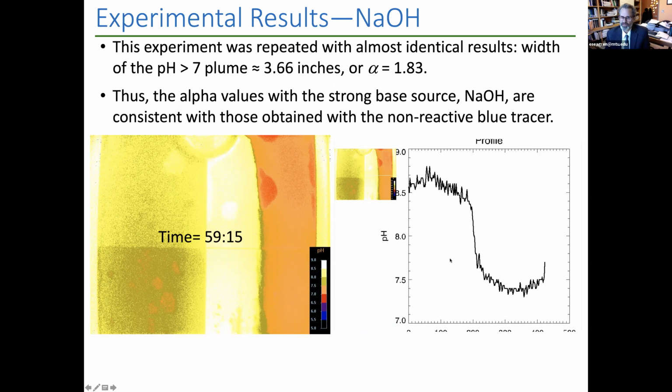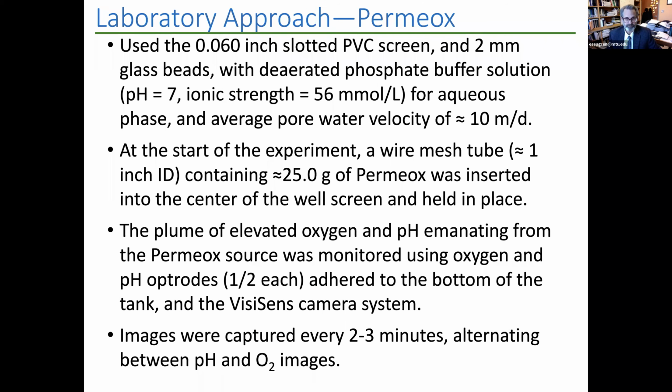So, these alpha values with the strong base were very consistent with what we saw with the blue tracer, and consistent with our hypothesis that for these very fast reacting materials, the plume width would be well described by the borehole dilution theory. So then we went to the Permeox material.